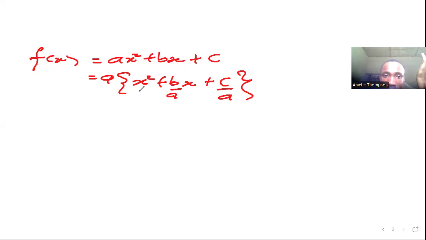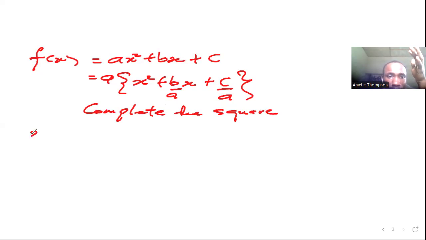Now, why am I doing this? For you to complete the square, you have to make the coefficient of the leading term, that is the x squared, equal to 1. So at this point, we can complete the square of the term inside the braces. We want to complete the square of the expression in the braces.